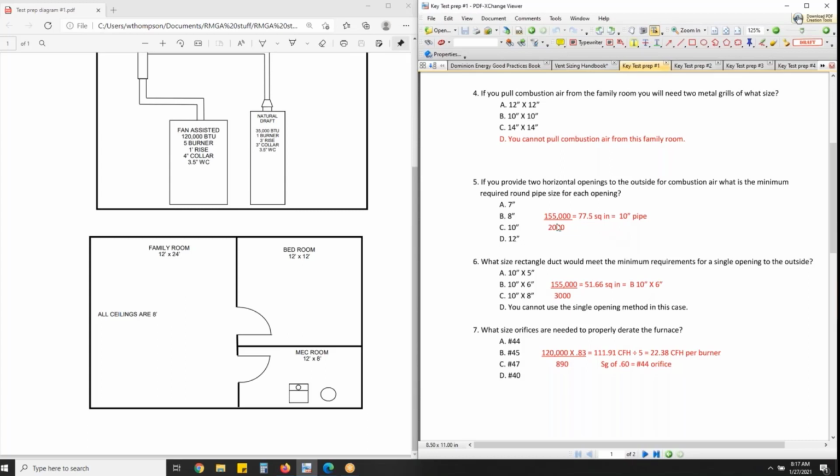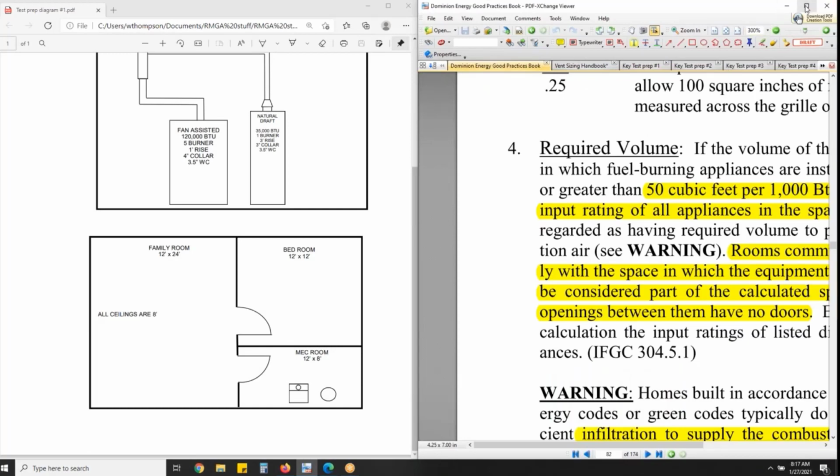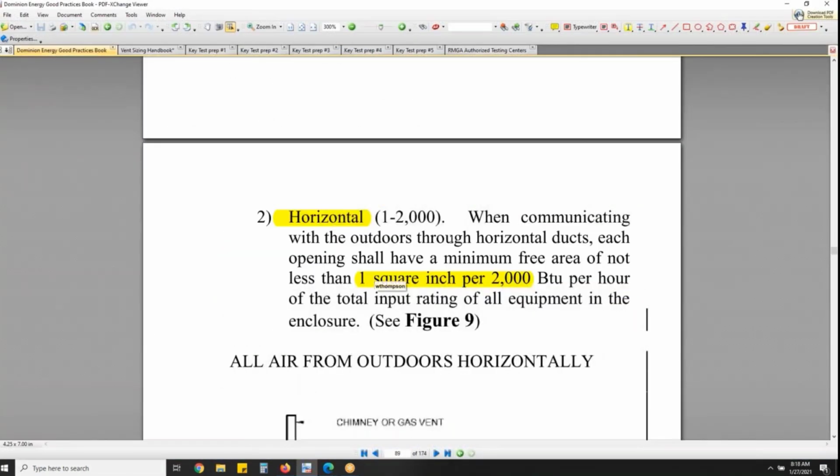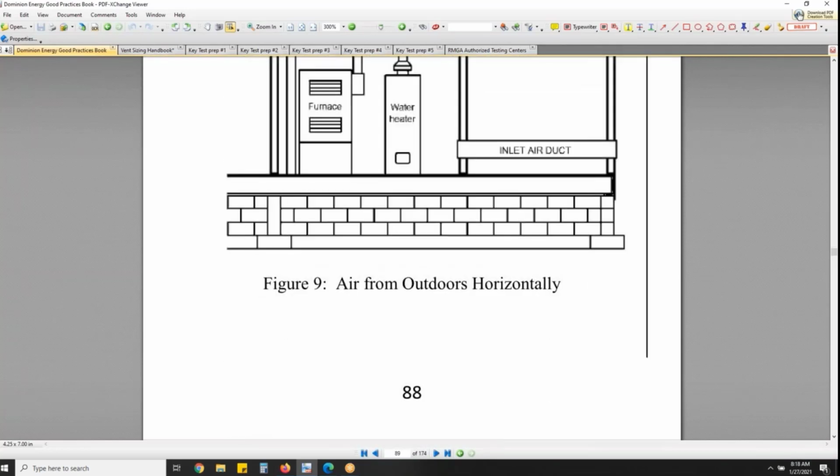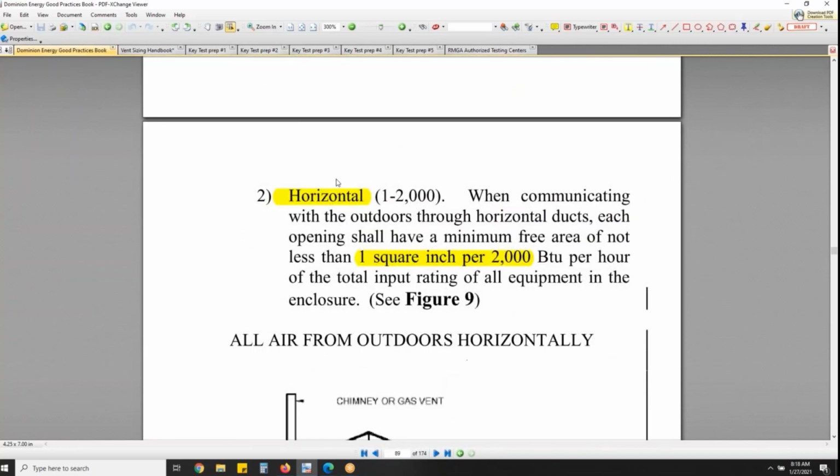Okay. So here's the key thing to remember. We've got 2 appliances in here that need combustion air, and the total BTUs is 155,000, correct? We want to try to use 2 pipes. So I'm going to go over to the Good Practices Handbook. Let me make this bigger so everyone can see it. Horizontal. Okay, so 2 pipes horizontal when communicating with the outdoors, 1 square inch per 2,000 BTUs. That's on page 88. So again, it's all about knowing where to find the information.